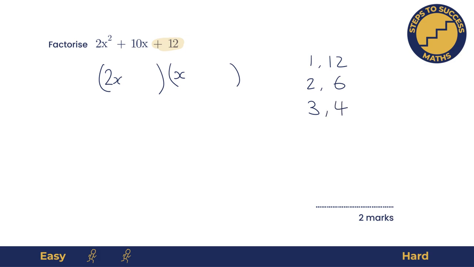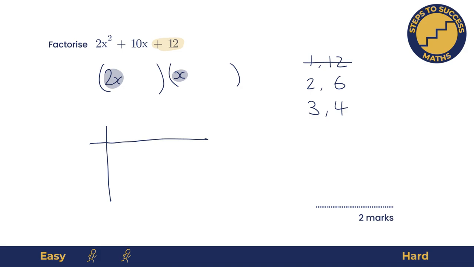And we can try them all through, or we can start to think about it. So one of these is going to get doubled and the other one is going to stay as it is because we've got one that's 2x and one that's just x. So if we doubled the one that's 1 and 12, we could either have 2 and 12 or 1 and 24, and that doesn't give us 10 in the middle in any way. So which one will? Have a little think about it.